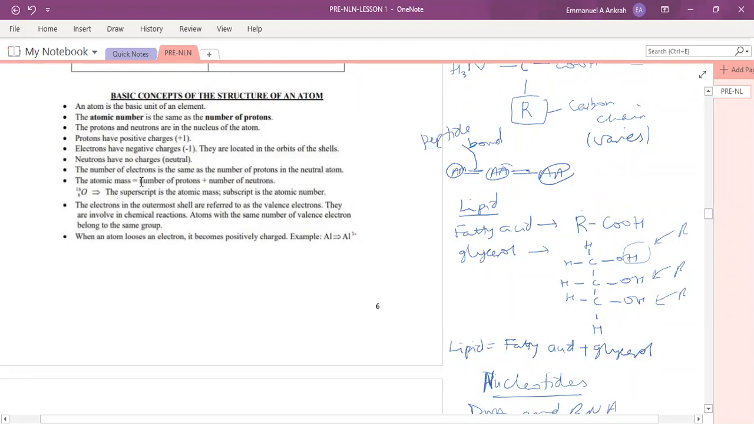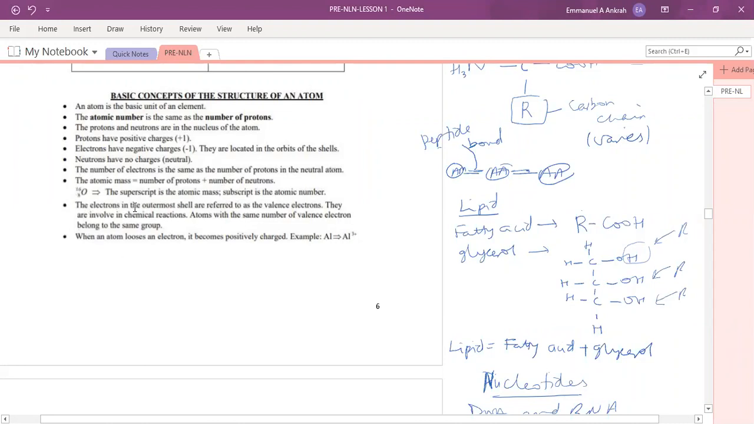Then we have what we call atomic mass. The atomic mass is equal to the number of protons plus the number of neutrons. If you add the protons and neutrons, you get the atomic mass. An example here is oxygen. I have 16 and 8 written on the left side. The top one, 16, the superscript, is the atomic mass, if they write it this way. And then the subscript, the 8, is the atomic number, if they write it this way.